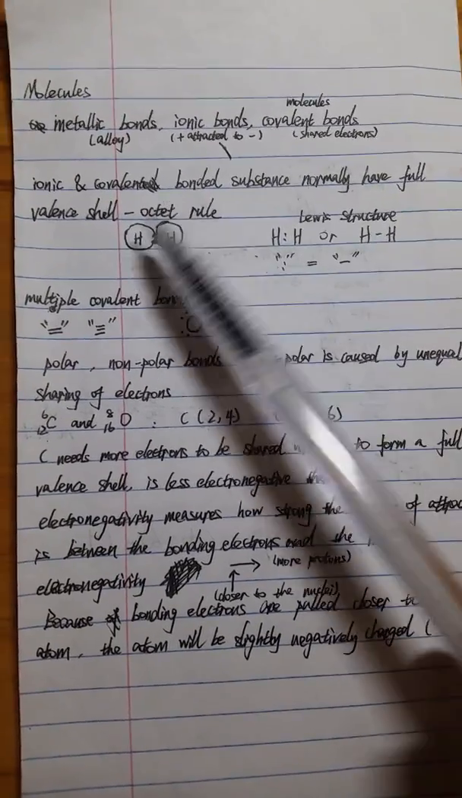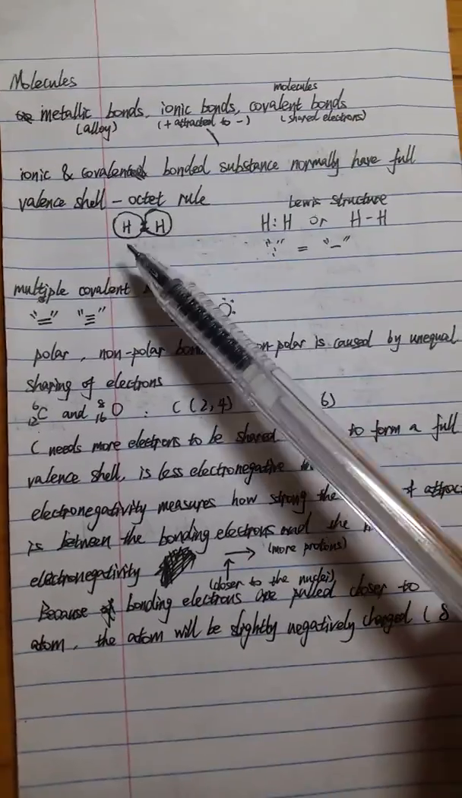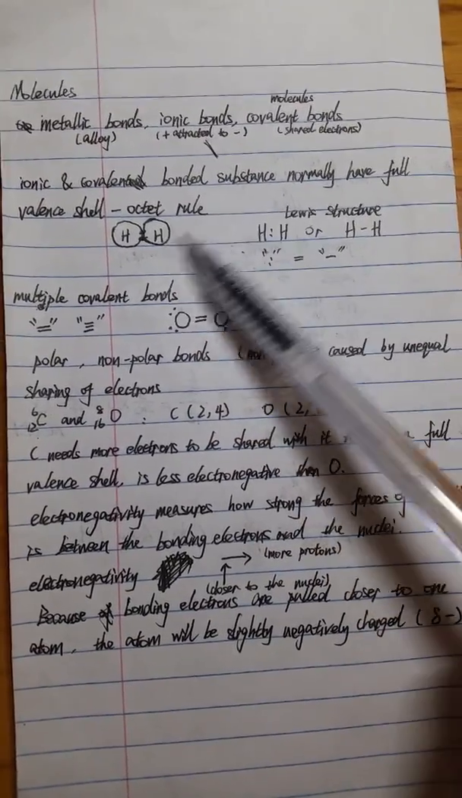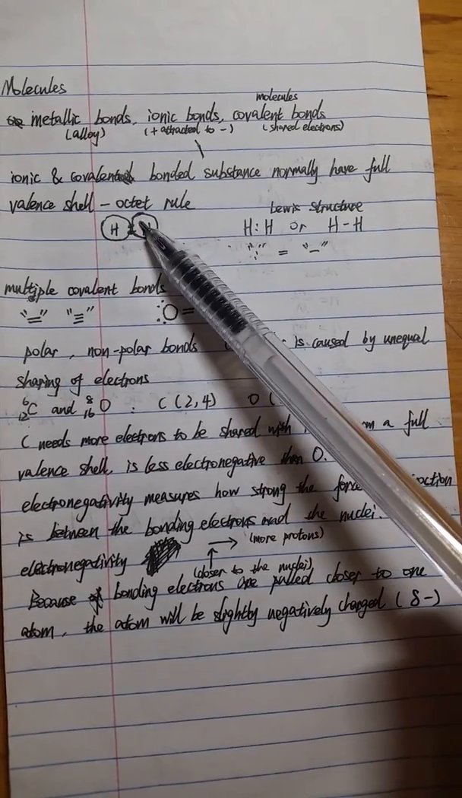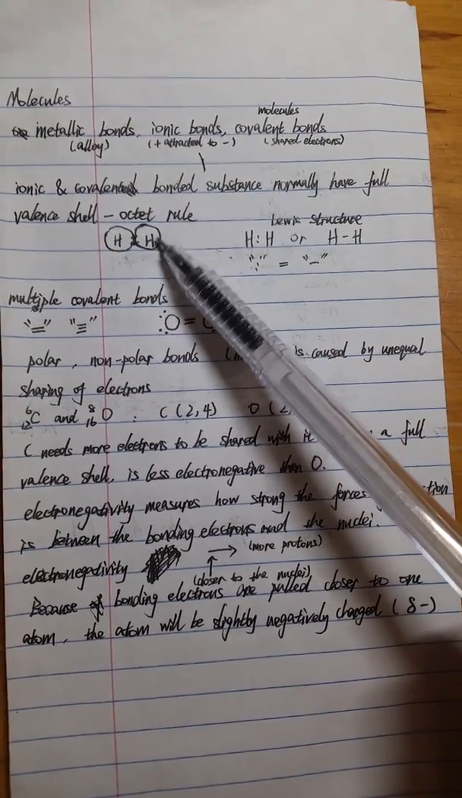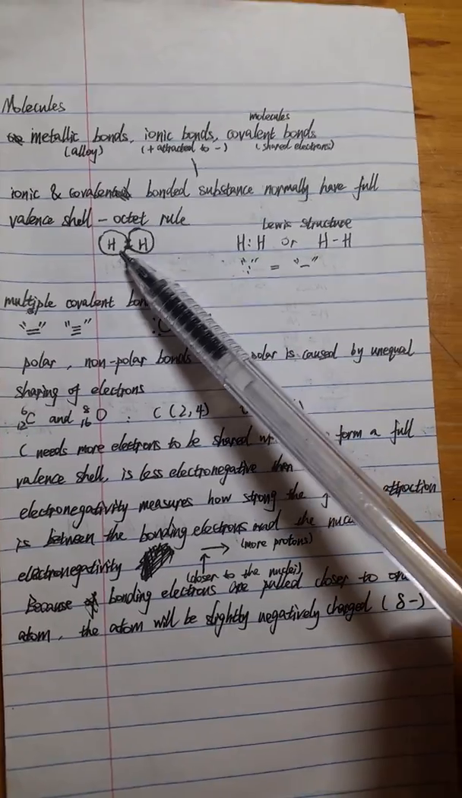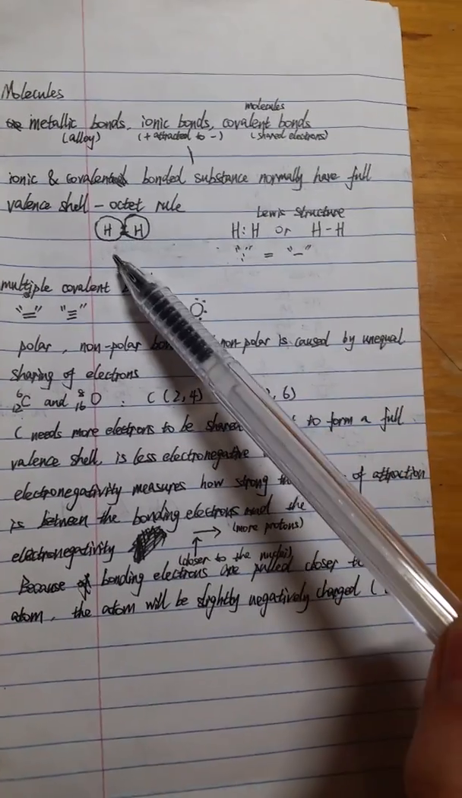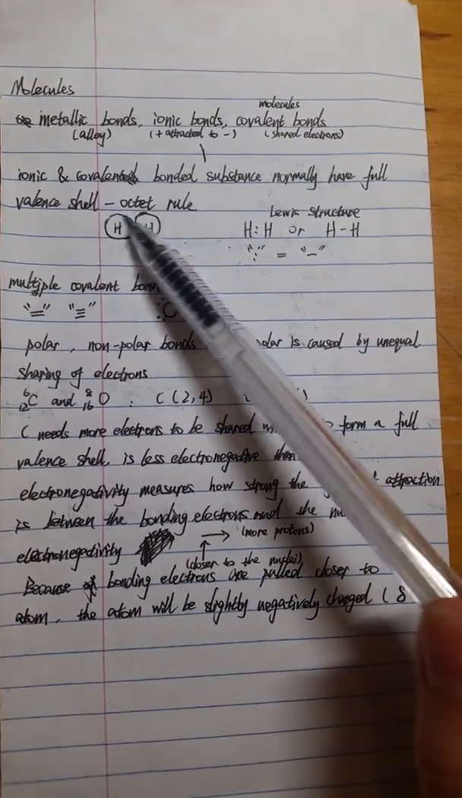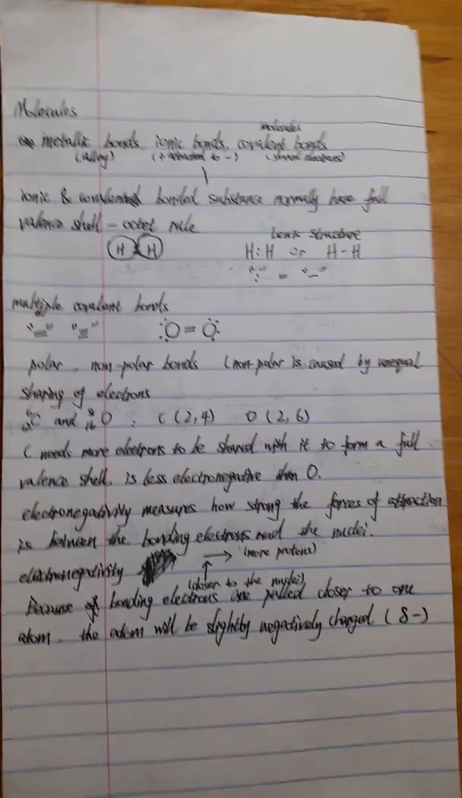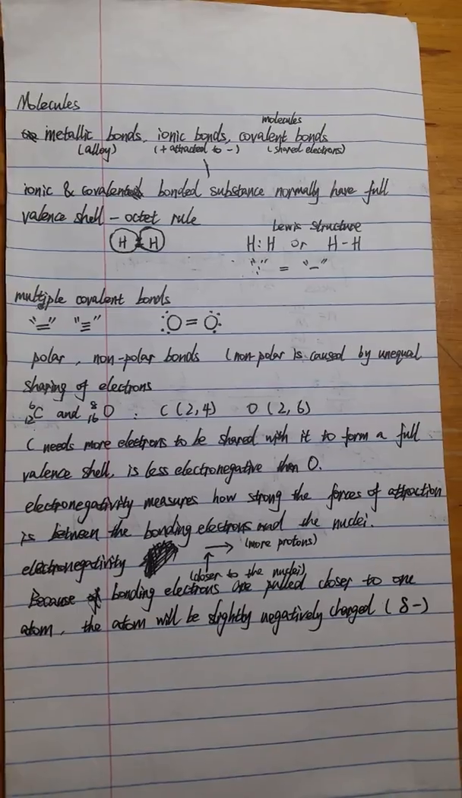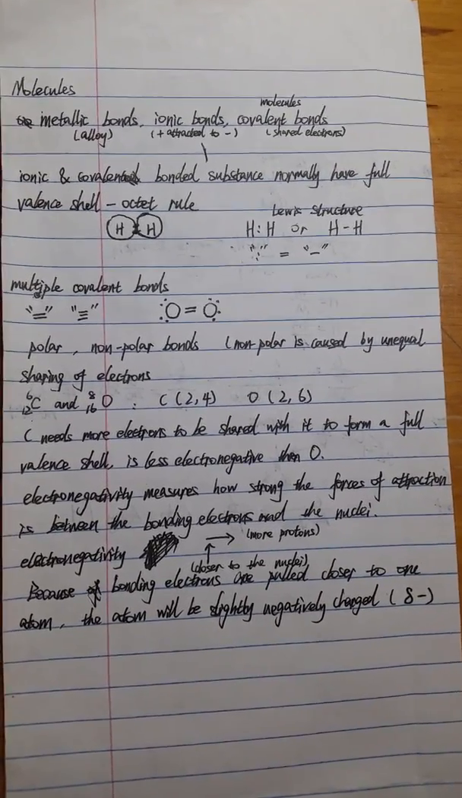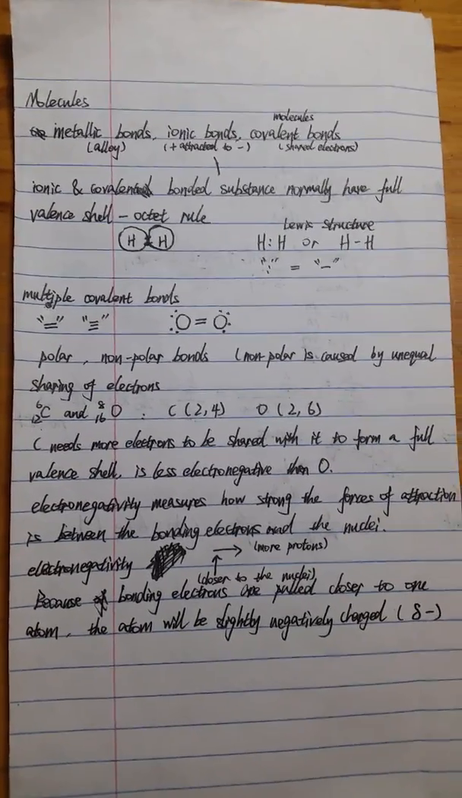In this example, 2 hydrogen atoms are bonded together by sharing electrons. This one shares 1 electron with this one, and this one also shares an electron with this one. And at the end of the day, they have a full valence shell. The maximum number of electrons the first energy level can hold is 2 electrons.